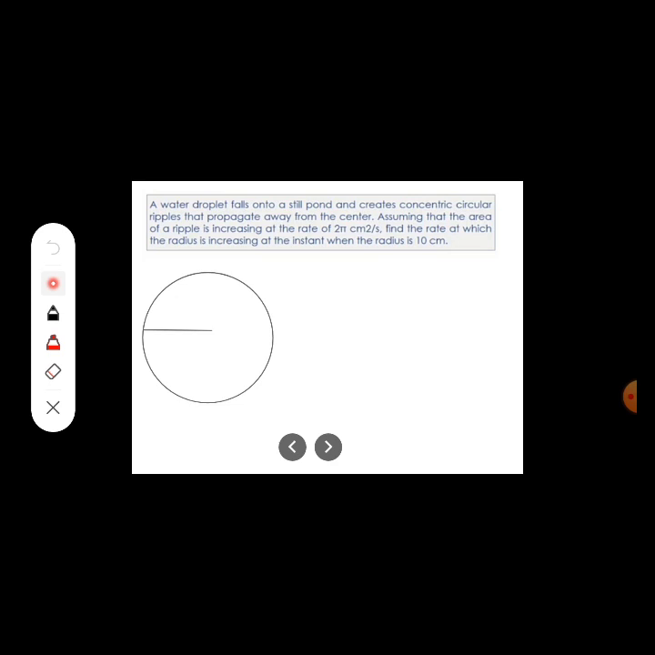So the given rate of change is dA over dt equals 2π. Next, we are asked to find dr over dt when r is equal to 10. So our radius is equal to 10.